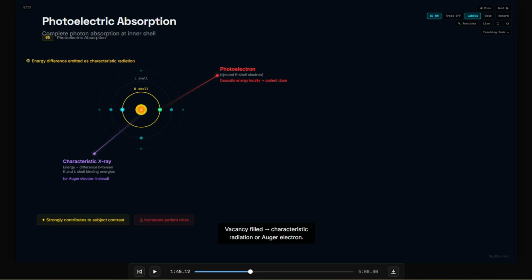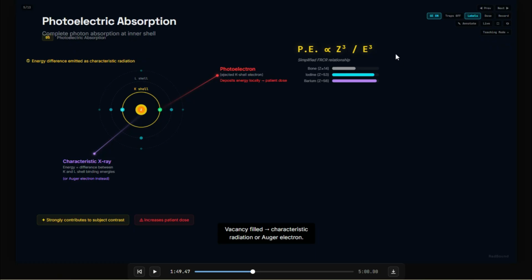This is the basis of most of the subject contrast. If the energy is very low, we will have an electron instead of an X-ray. If the energy is intermediate, within the diagnostic range, it will strongly lead to subject contrast and an increase in dose to the patient. So the probability of photoelectric effect is presented as follows.